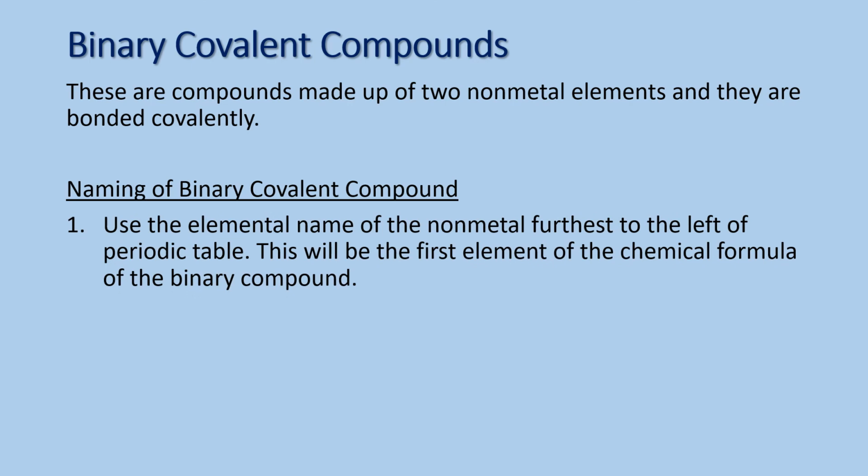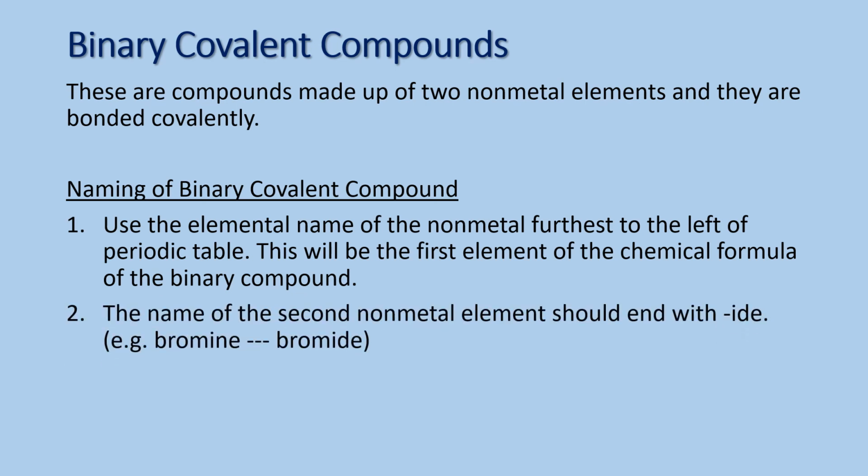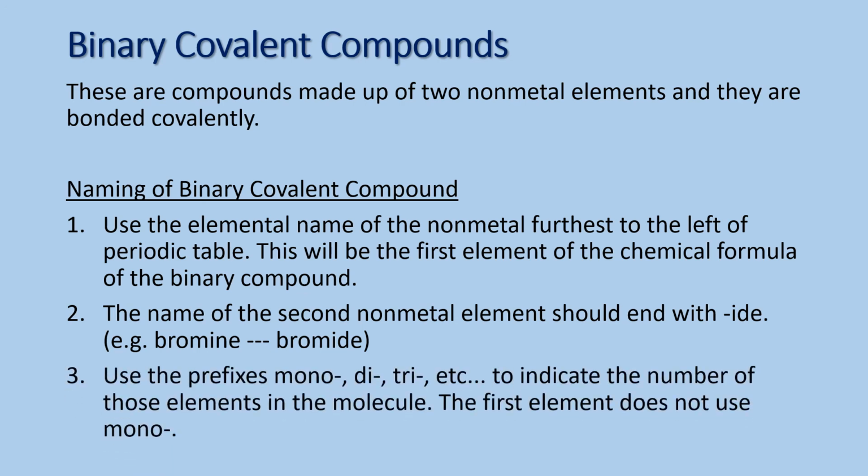The first one is use the elemental name of the nonmetal furthest to the left of the periodic table. This will be the first element of the chemical formula of the binary compound. Second, the name of the second nonmetal element should end with IDE. So for example, bromine will become bromide. And lastly, use the prefixes like mono, di, tri, and others to indicate the number of those elements in the molecule. The first element does not use the prefix mono.